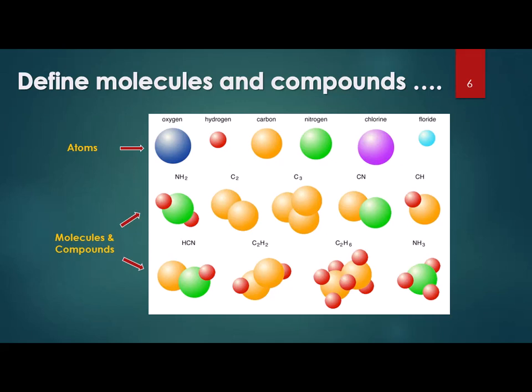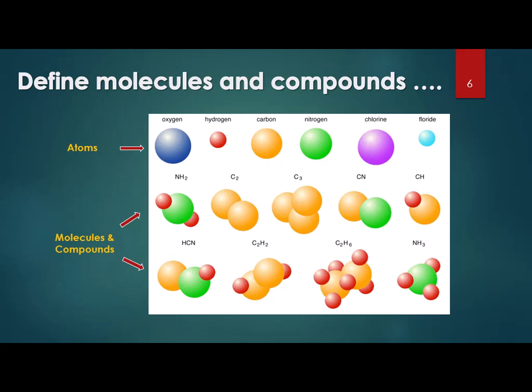Compounds and molecules are sometimes used interchangeably, but the only difference is that a molecule can be 2 of the same atoms and a compound has to be 2 different atoms. So O2 can be a compound or a molecule, but CH4 can only be a compound because there's 2 different atoms.